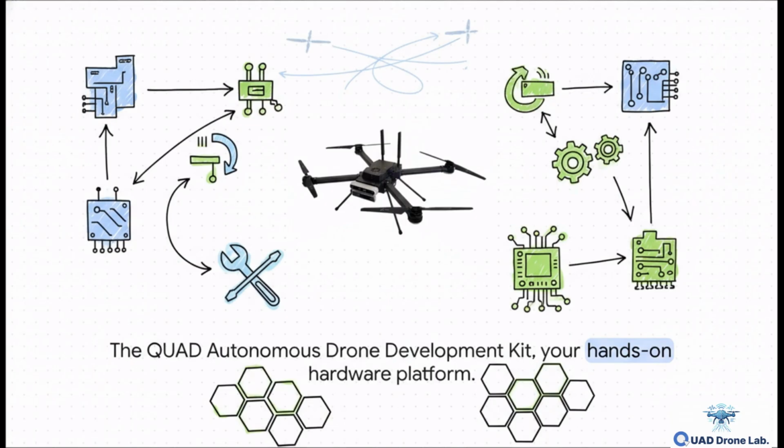And here it is. This is the Quad Autonomous Drone Development Kit. This is your test bed. This is where you'll try out your ideas, upload your code, and see if your algorithms actually work in the real world. It's so much more than just a drone. It's your own personal lab for development.